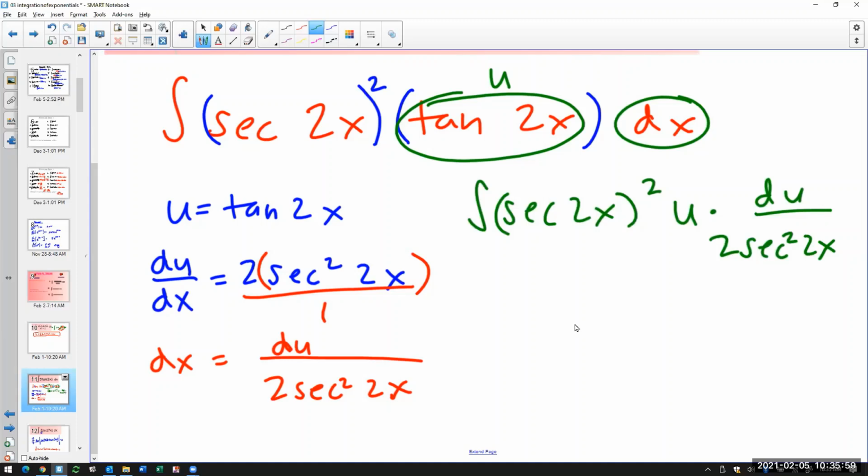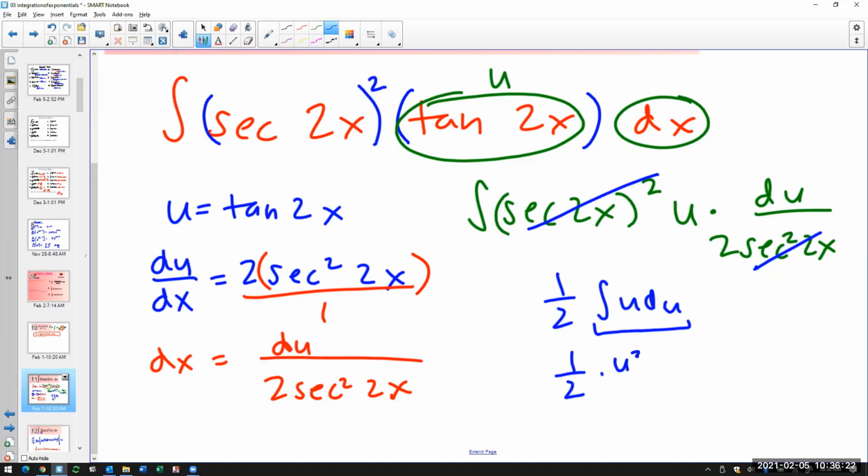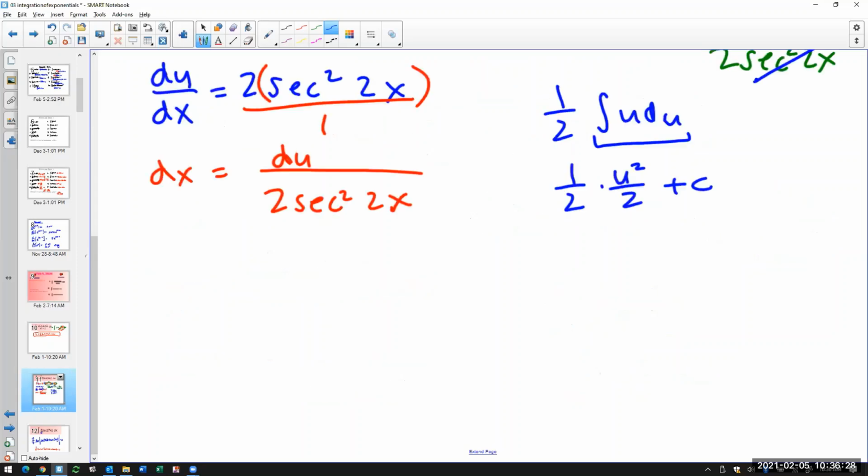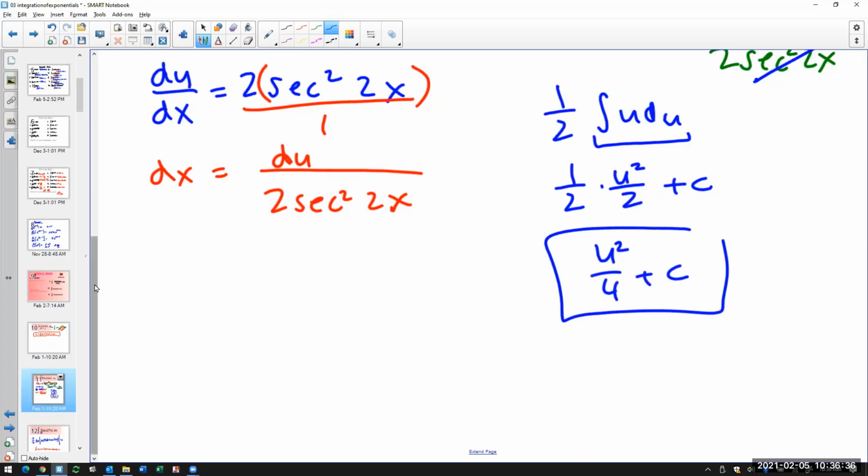I ask myself, do my x's cancel out using real algebra? Yeah, they do, because secant squared 2x squared and secant squared 2x are actually the same things. So what do I have left? Can you guys see it? 1/2 u du, okay? Is this an easy antiderivative? Yes, what is the antiderivative of u? Is it u squared over 2 plus c? Okay, what is 1/2 times u squared over 2 plus c? U squared over 4 plus c, and that is a great answer. It is the wrong answer though.